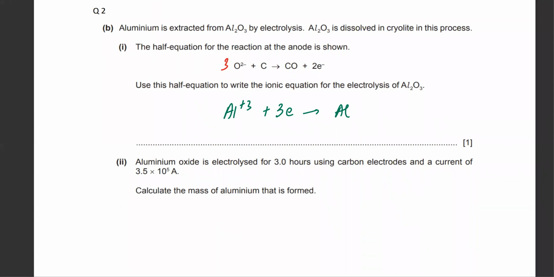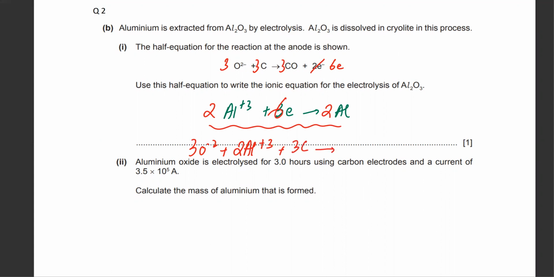So it's going to be 3 carbons, 3 carbon monoxides, and this would be 6 electrons. And this one I'm going to multiply by 2 so that this becomes 6 and 2. And you add up both. So 3O²⁻ plus 2Al³⁺ plus 3 C's as well. And the product is going to be 3CO plus 2Al, I think.